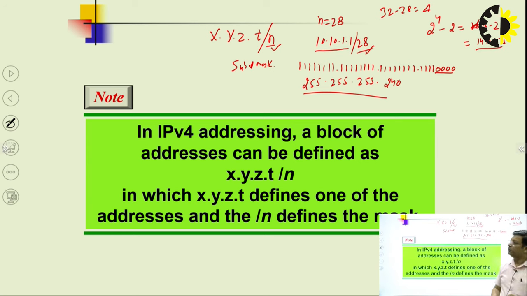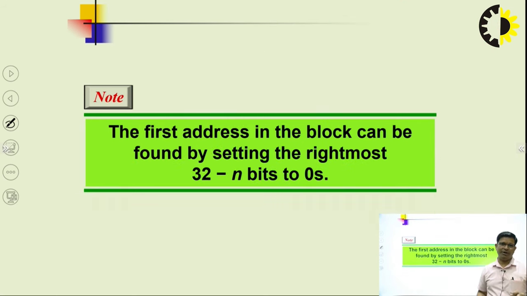So from this N, we can identify the subnet mask as well as how many hosts can be available in this subnet. These are the two things. X, Y, Z and T define the address, and slash N defines the mask as well as how many hosts can be available in the particular network. The first address in the block can be found by setting the rightmost bits.